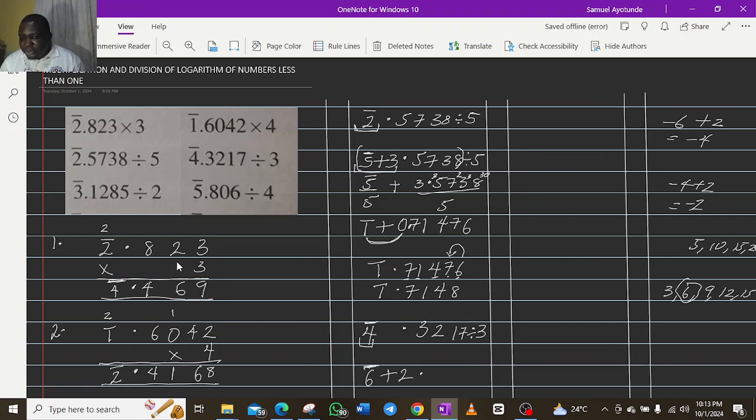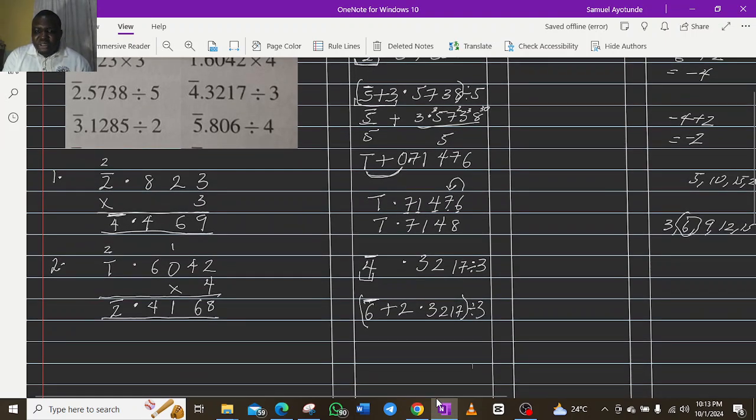Then we write the decimal portion here with the positive 2. That will be 3217, all divided by 3. So from here, we do the division. We have 6 bar plus 6 bar over 3 plus 2.3217 all over 3.